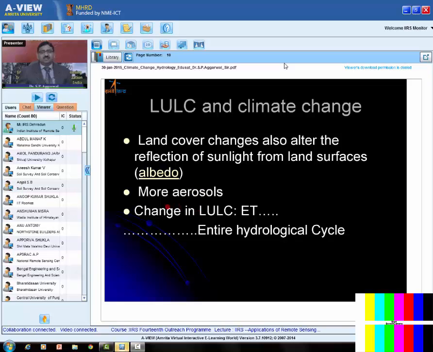You are changing the LULC, this is a very classical thing. Basically, you are not only altering the evapotranspiration, but also reducing the interception. If you look at the hydrological cycle in a water balance model, if you change one component, the entire hydrological cycle is affected. So this is creating a direct impact on the hydrological cycle.